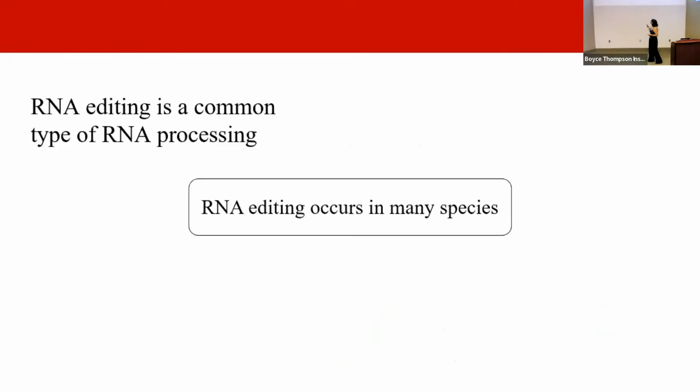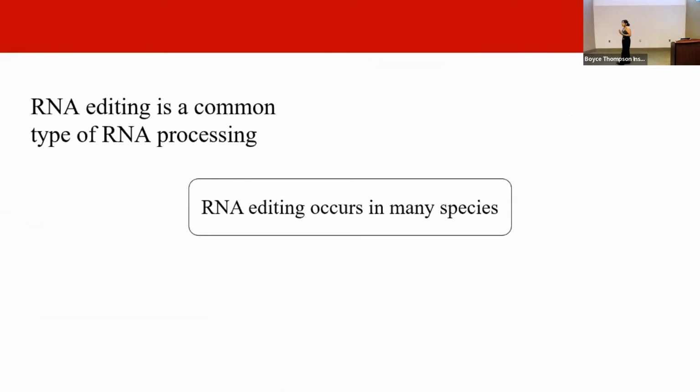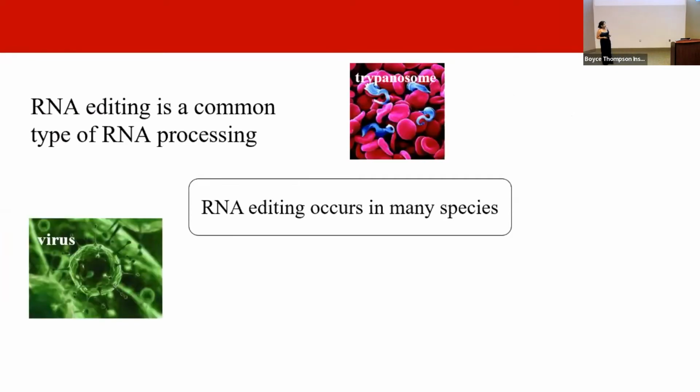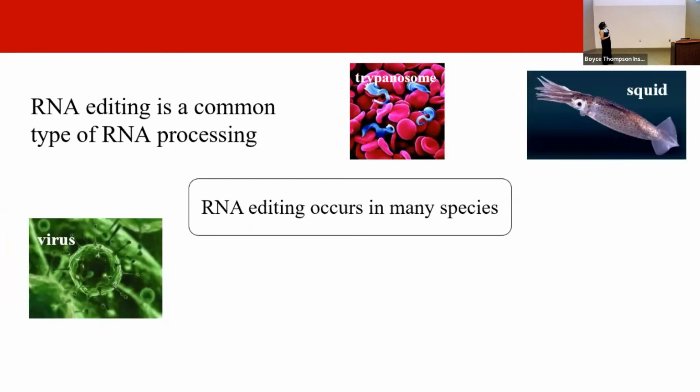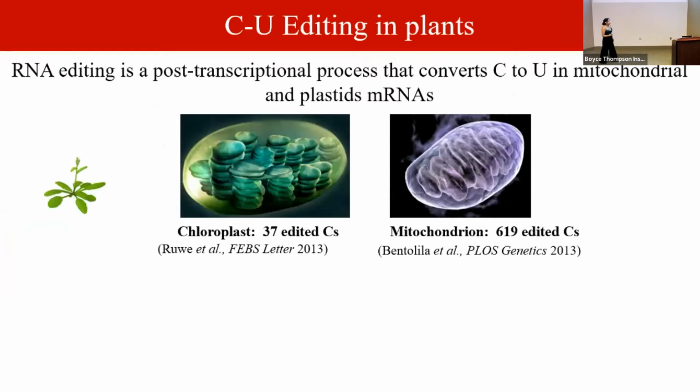Our research focused on the functional characterization of ORRM encoding genes in Arabidopsis thaliana. To begin, RNA editing is a common type of RNA processing that occurs in many species, such as viruses, trypanosomes, squid, plants, and us, humans. Specifically, RNA editing is a post-transcriptional process that converts cytosines to uracils in both the mitochondrial and plastid mRNAs. It occurs 37 times in the chloroplast, but 619 times in the mitochondria.